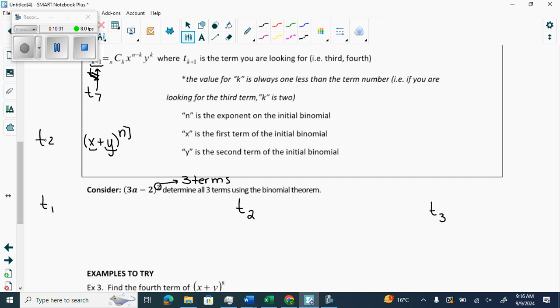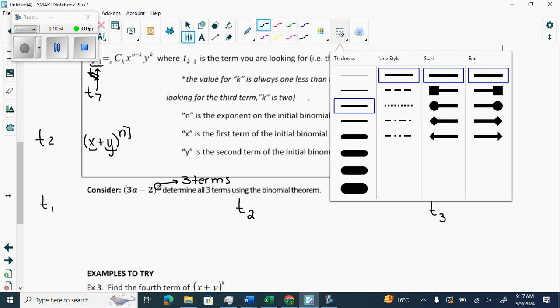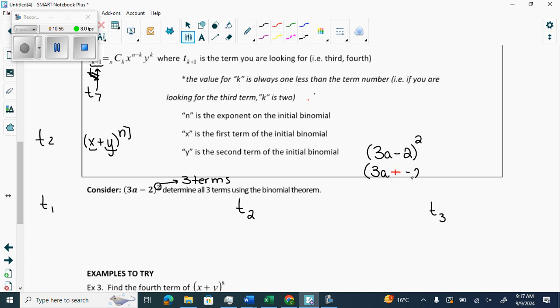Okay? Now, it says x plus y to the n. It has to be in that form. Does ours have a plus sign in between it? No. So we have, technically, 3a minus 2 squared, but I need to have a plus sign in between. So I'm going to go 3a plus negative 2 squared. So my x is 3a.